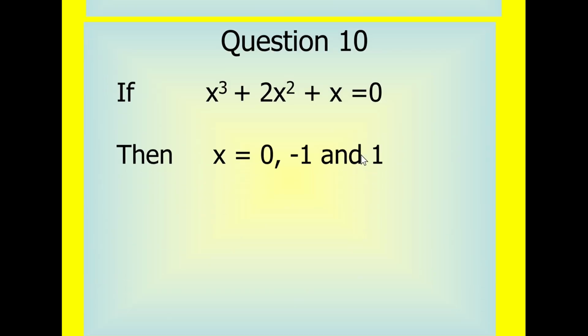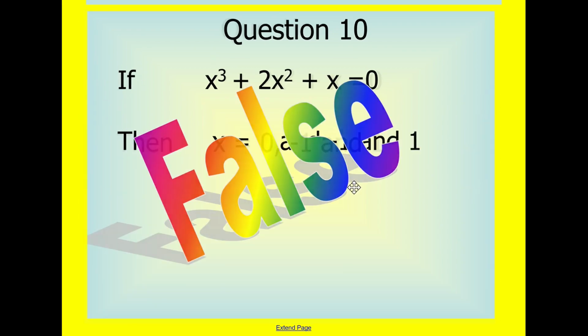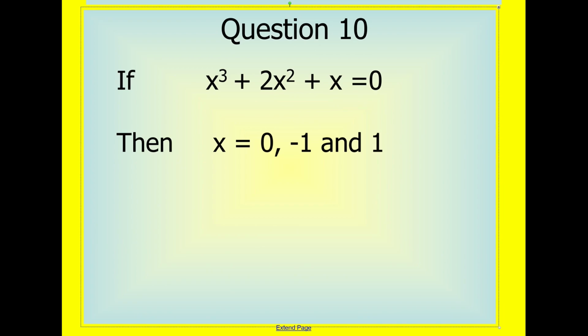And the last one is false. Most easily done probably by trying to substitute the numbers in. You can actually check equations by just substituting in. 0 works, -1 actually works, but 1 doesn't. We get 1 plus 2 plus 1, which is not equal to 0. So that's the one that's the problem.